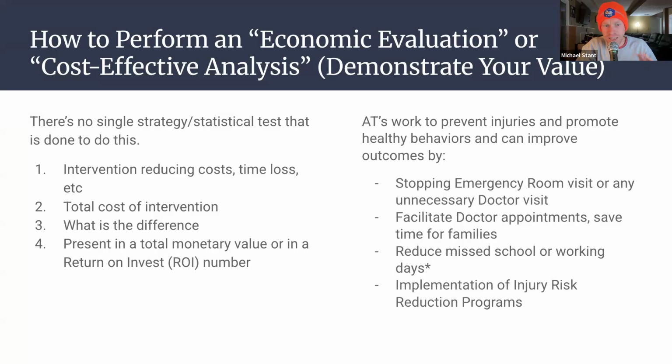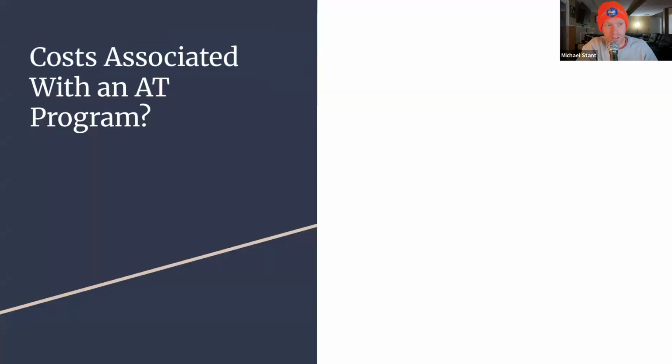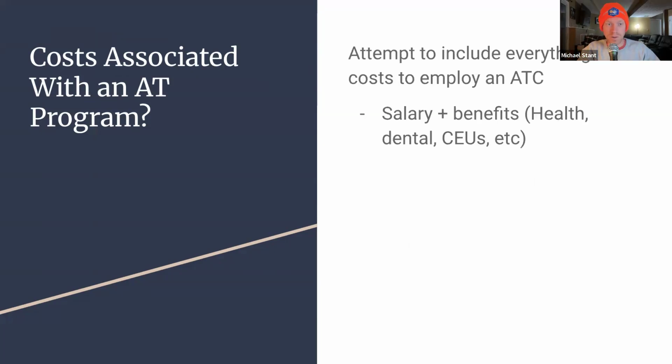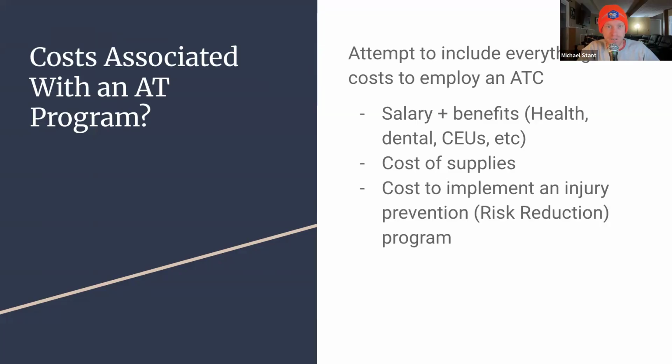So, right, that's really how we do it, and I'll break down more on how it's been done in the literature. When it comes to cost of your program, so cost of hiring you to be able to provide services, just make sure that you're including your salary plus benefits. That's a different number than just your salary. Also the cost of supplies that you get. So like if your high school's budget's $5,000, make sure that's included, and then the cost to implement an injury prevention or risk reduction program.